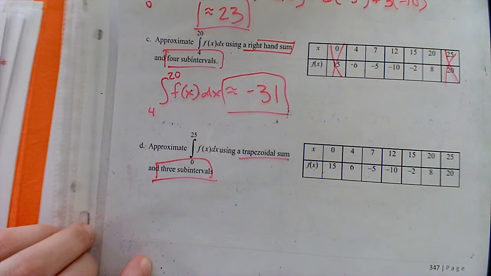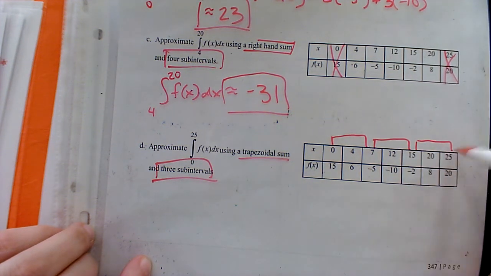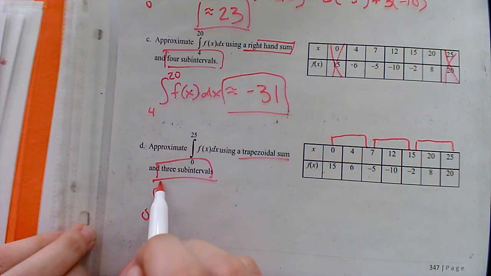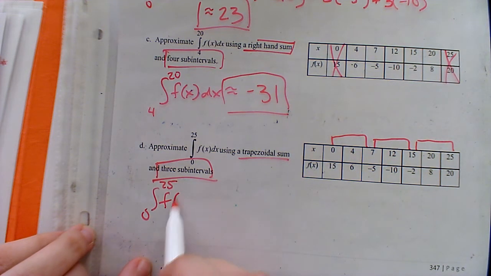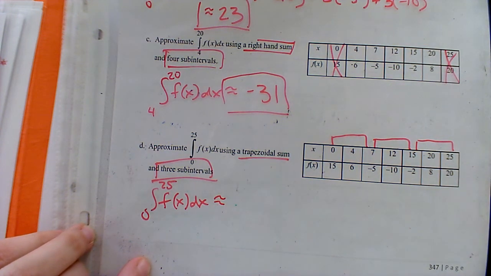3 trapezoids. Good. 0 to 7. 7 to 15. And 15 to 25. Awesome. All right, so this one we have to be a little careful about because all the other ones were rectangles. This time we're going to do a trapezoid. Do you remember the formula for the area of a trapezoid?